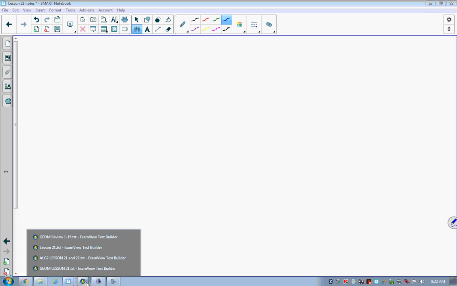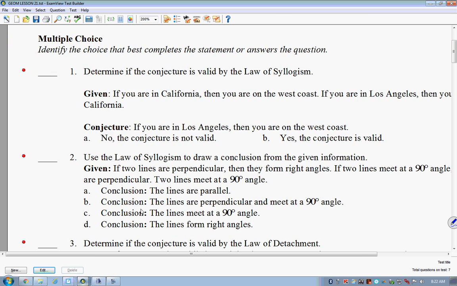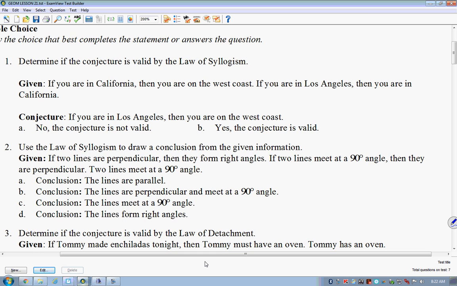So, from here, let's try to answer a couple questions. Determine if the conjecture is valid by the law of syllogism. Okay, remember, syllogism is A, B, C. If A, then B. If B, then C. Then we would have if A, then C, right?